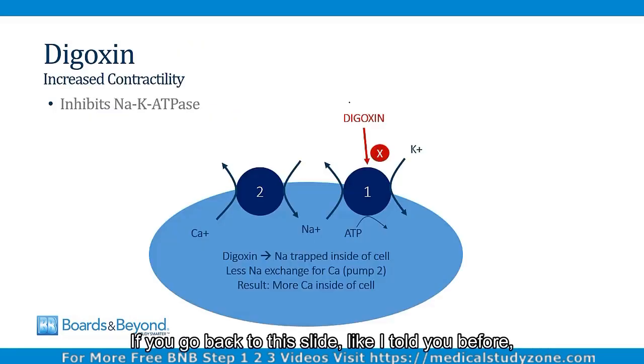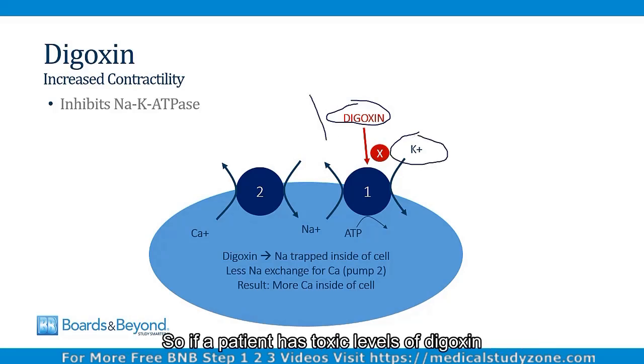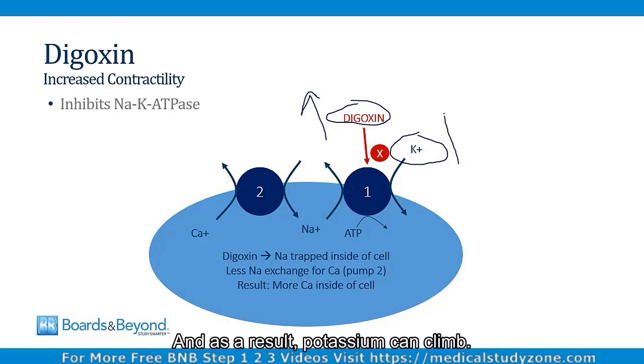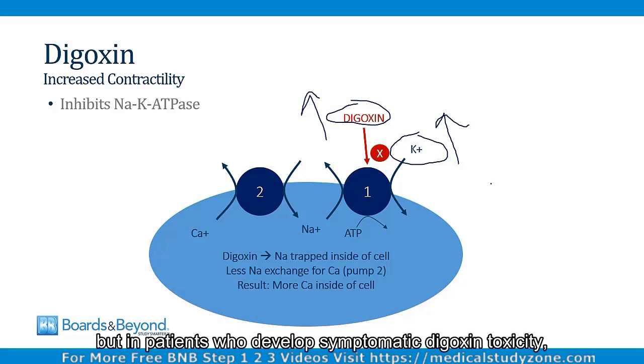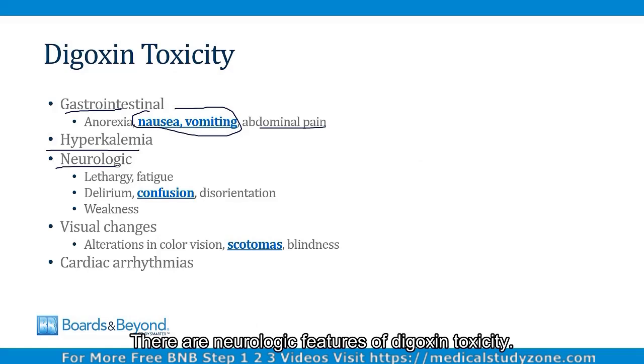If you go back to this slide, like I told you before, digoxin and potassium compete for the same binding site. So if a patient has toxic levels of digoxin that are very high, there's less ability for potassium to bind and be taken into cardiac myocytes, and as a result, potassium can climb. So this is sometimes a point of confusion. Hypokalemia makes it more likely for digoxin toxicity to develop, but in patients who develop symptomatic digoxin toxicity, they often have hyperkalemia. There are neurologic features of digoxin toxicity.